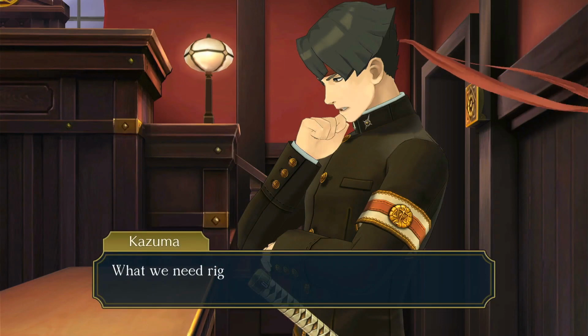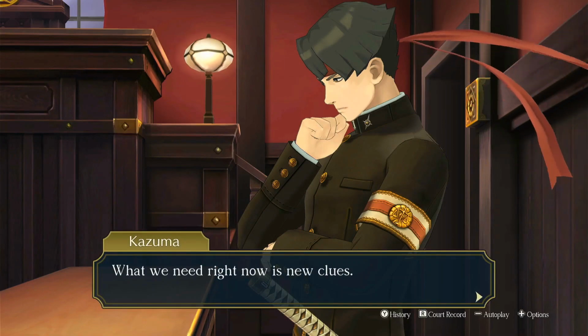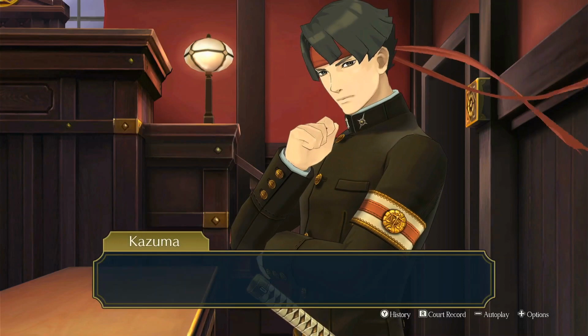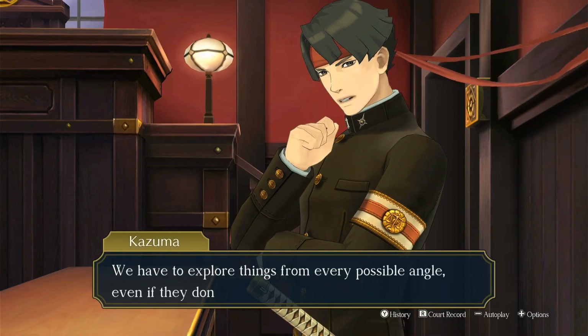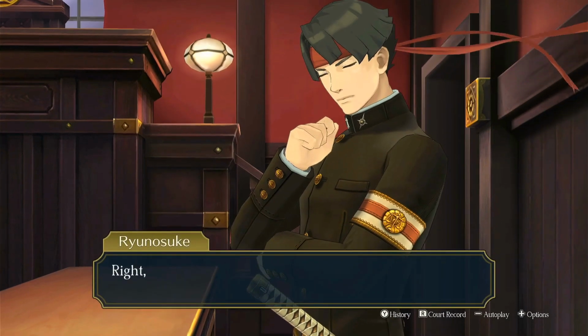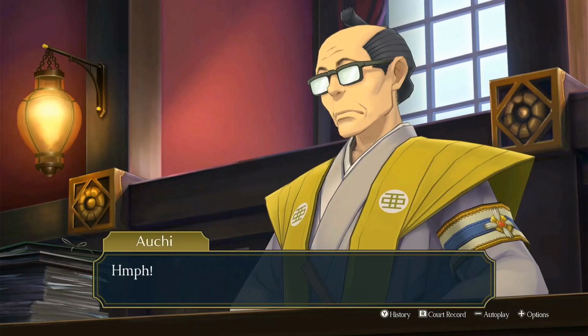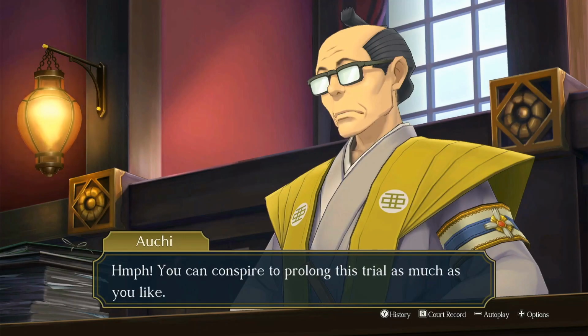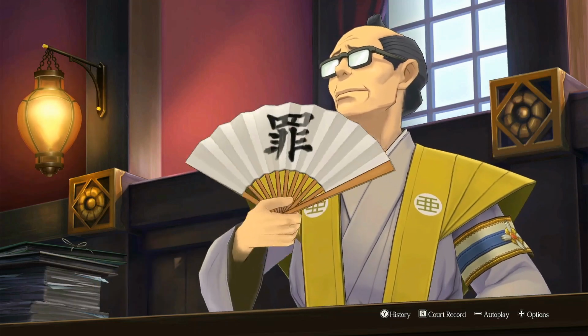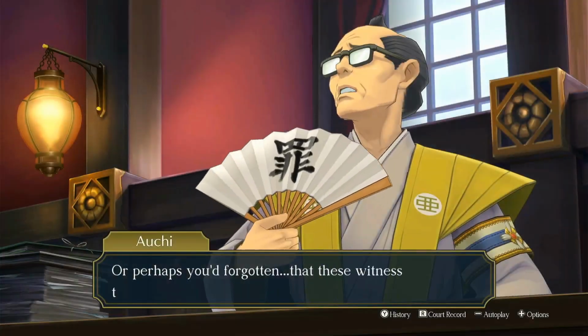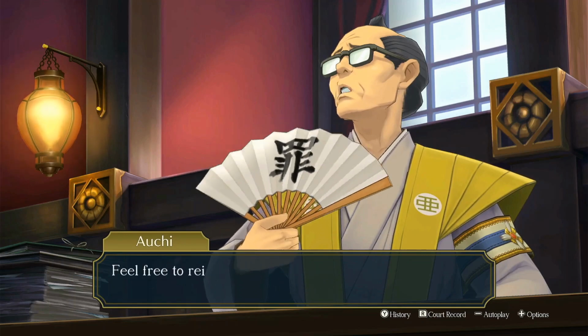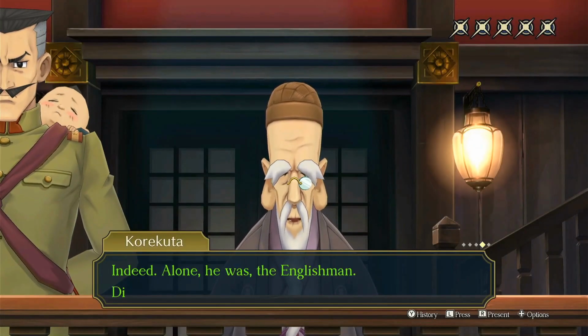All right. What we really need right now is new clues. We have to explore things from every possible angle, even if they don't seem relevant at first. Right, I hear you. You can conspire to prolong this trial as much as you like. But it's the day after the festival already for you. Or perhaps you'd forgotten that these witness testimonies leave no room for doubt. Feel free to reiterate for the accused, Korakuta-san. And here's the statement itself.